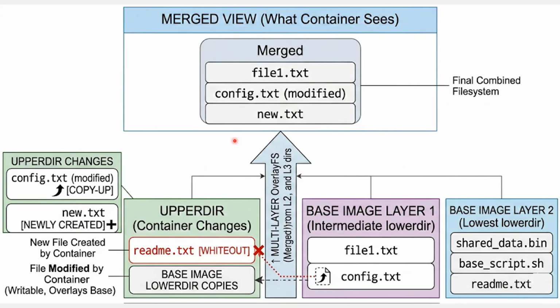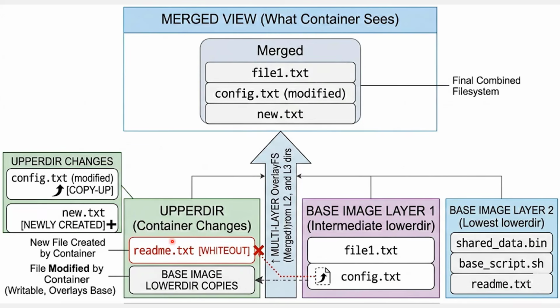Now move to the left side. This is the upper directory. This represents all changes made by the container, like the modified file, that is config.txt. So what happened internally for this particular file? First of all, the file is copied from the lower layer to the upper directory and then modified. And if you see, we have created one new file, that is new.txt. The newly created file is placed directly under the upper directory.